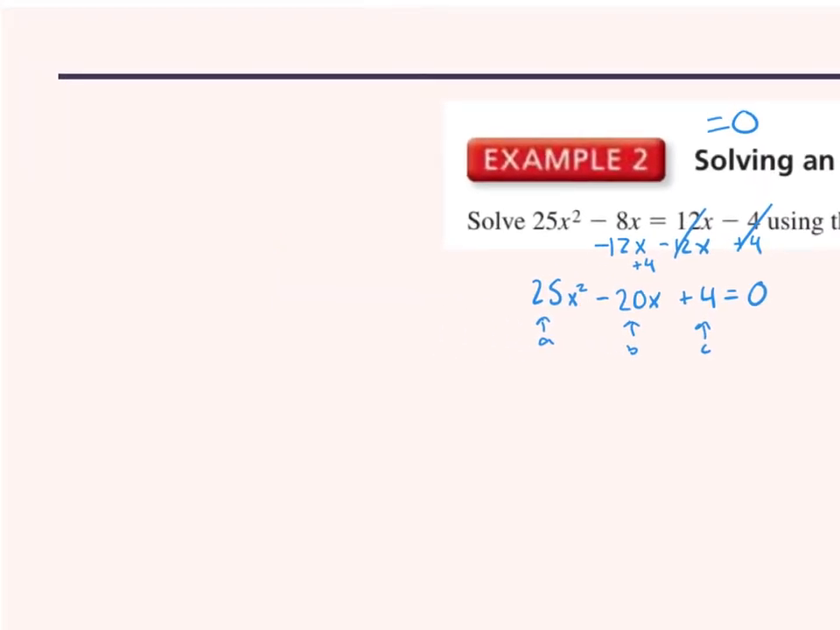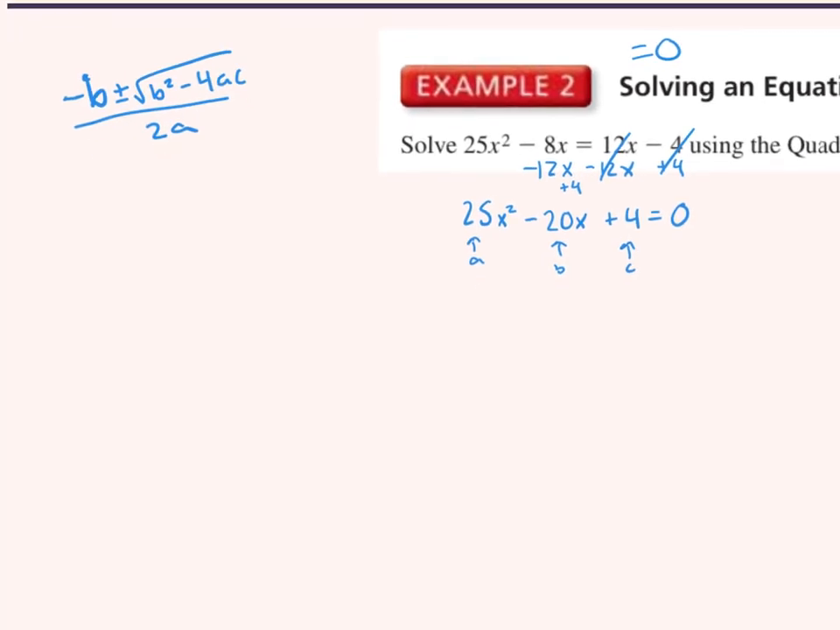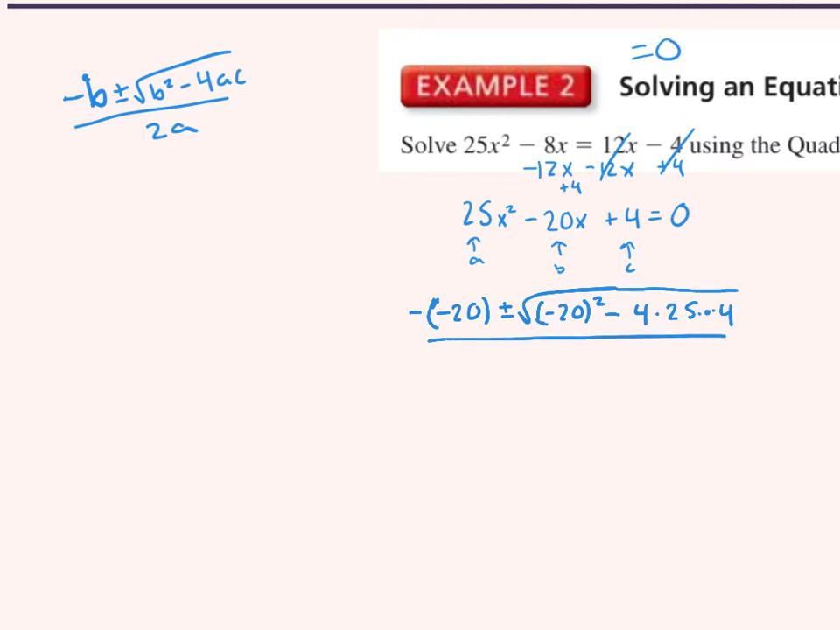Our quadratic formula is negative b plus or minus the square root of b squared minus 4ac over 2 times a. So we plug in. So we have negative b, which is negative 20, plus or minus the square root of b squared minus 4 times a times c over 2 times a.